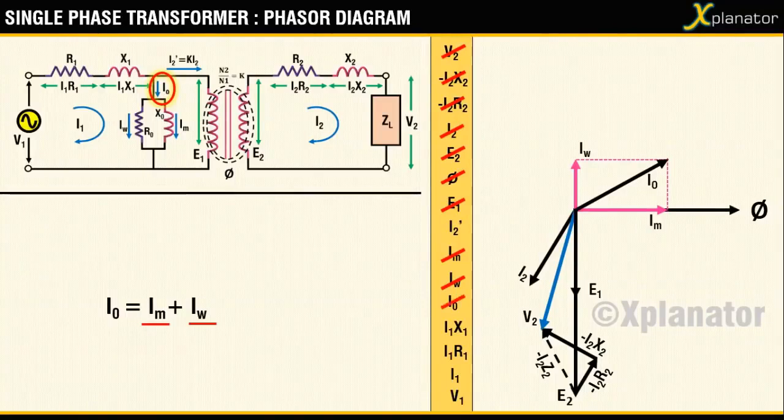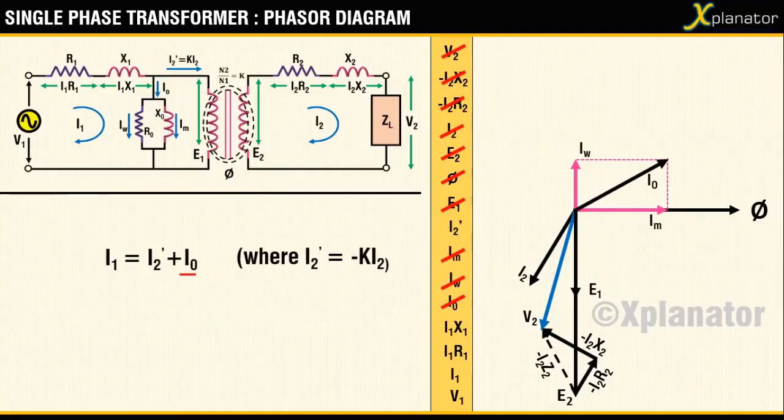Coming to the second equation again, I0 has been drawn and only I2 dash is pending. You can see from the relation shown in the bracket that I2 and I2 dash are in antiphase, which means to get I2 dash, all you have to do is reverse the direction of I2. So reverse this vector I2 and add it to I0. The resultant of I0 and I2 dash will give you primary current I1.